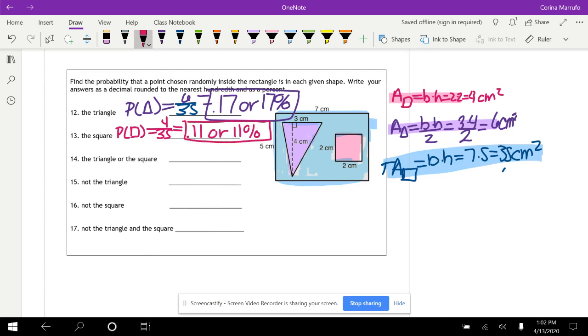Okay. The next one is a triangle or the square. So the probability of landing in the triangle or the square is when we add up both of them together. So the area of the square is 4 plus the area of the triangle is 6 divided by the total, which is 35. And so 4 plus 6 is 10, and 10 divided by 35 as a decimal is equal to 0.285, which would simplify to 0.29. And as a percent, it would be 29%.